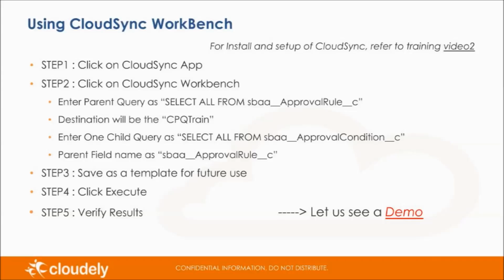Enter one child query as select all from SBAA_approval_condition_C. Enter the parent field name as SBAA_approval_rule_C. Save this as a template for future use. Click on execute, and now you can verify the results. So let us see a demo on this.